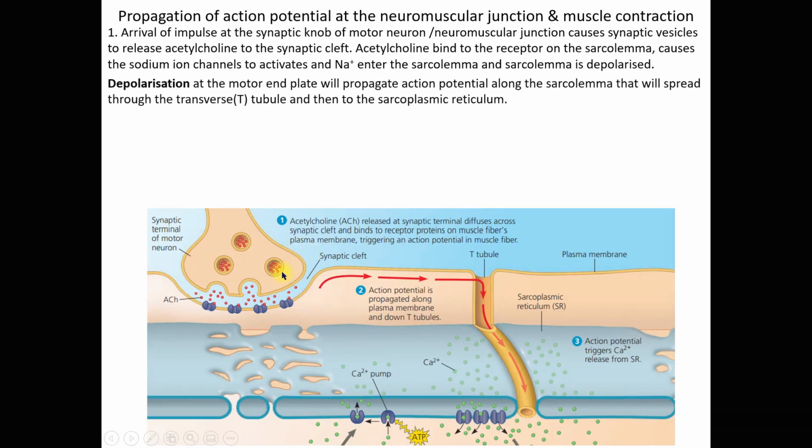Now, depolarization at the motor end plate. This is a sarcolemma, but to be more specific, this is a motor end plate, which is a specific part of the sarcolemma. So now this motor end plate is depolarized, and the depolarization will propagate the action potential all the way to the T tubule, and then eventually to the sarcoplasmic reticulum. This is the sarcoplasmic reticulum.